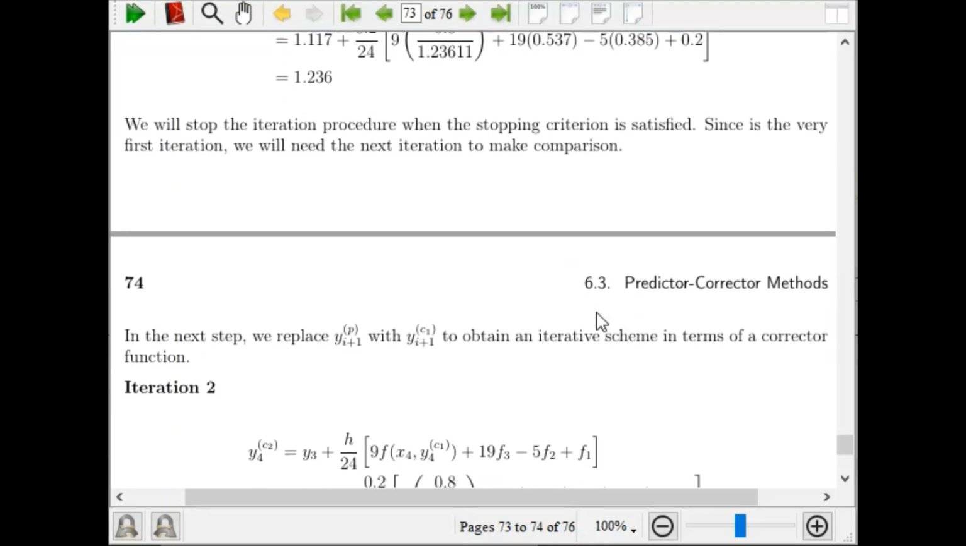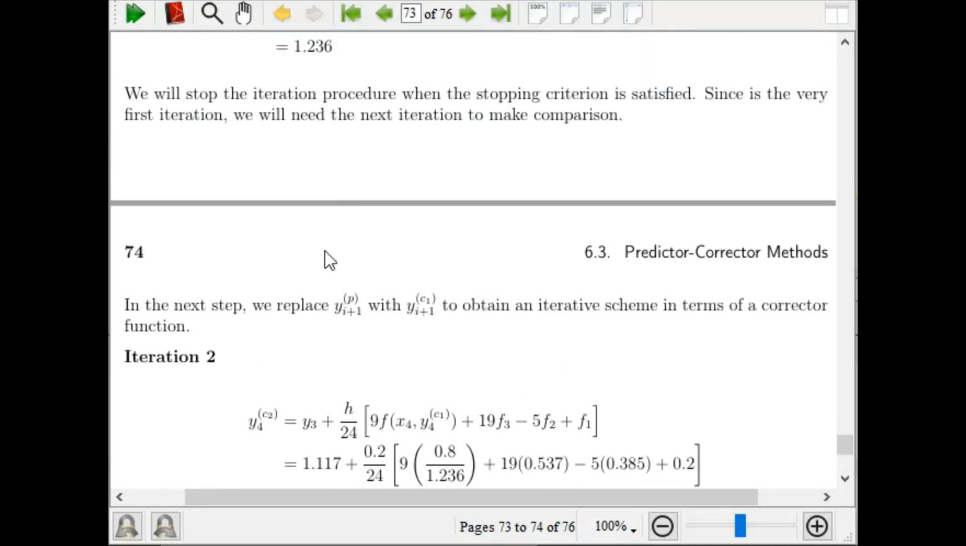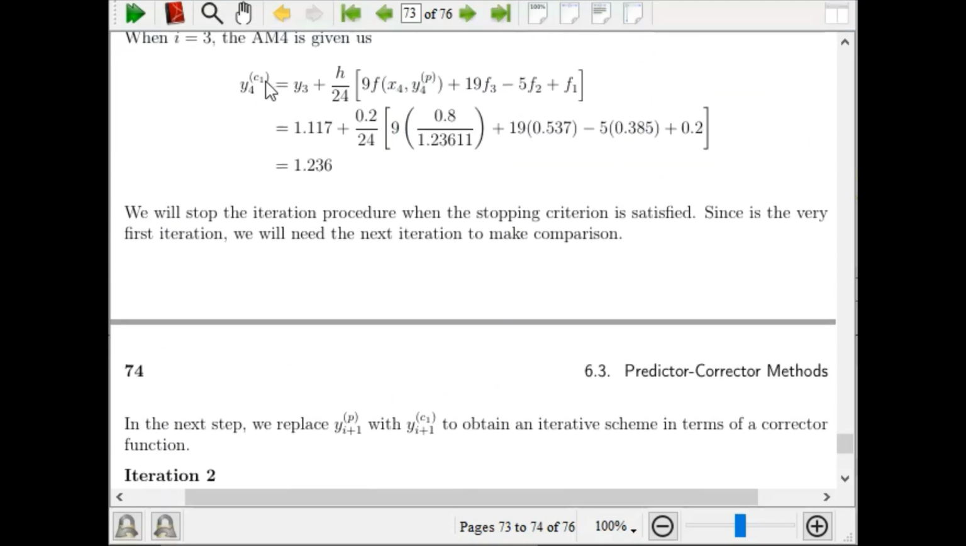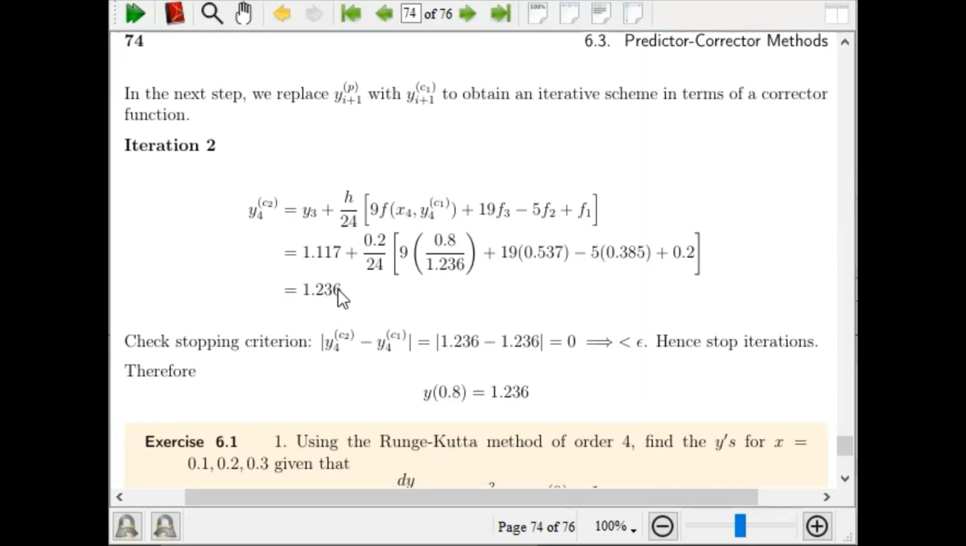That is why we are saying corrector. We are fine-tuning the solution over time. So we plug it in here, we fine-tune, and we get that. That is the corrector, the first iterative corrector. The second iterative corrector, we had the same thing. We can say that this value is less than the given threshold, and we can stop the iteration. So we can say that y of 0.8 is 1.236.